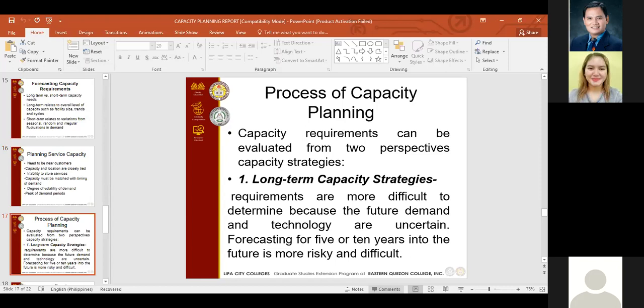The process of capacity planning. Capacity requirements can be evaluated from two perspectives of capacity strategies. First is the long-term capacity strategies. The requirements are more difficult to determine because the future demand and the technology are uncertain. So forecasting for 5 to 10 years into the future is more risky and difficult.